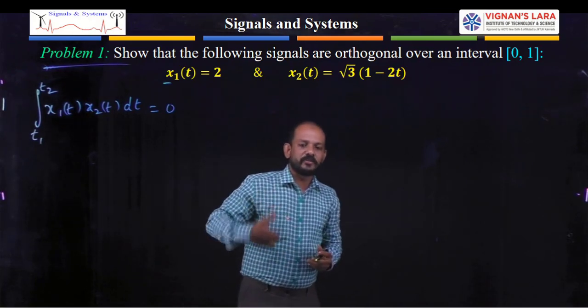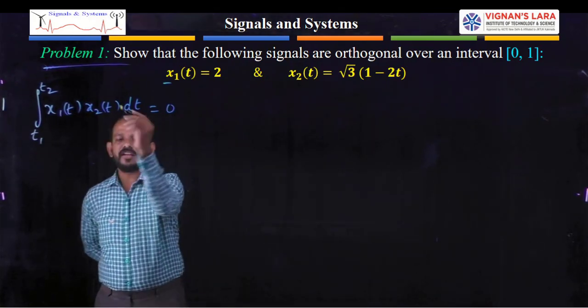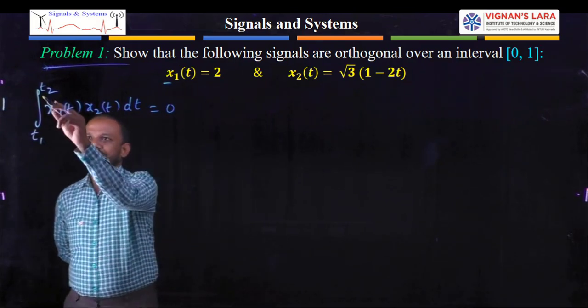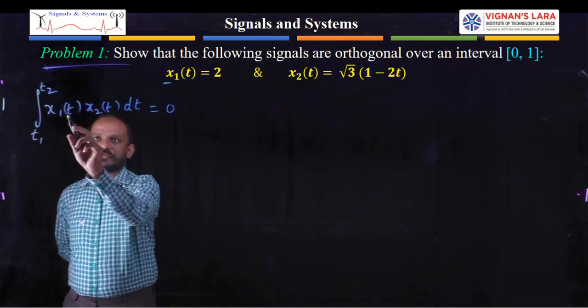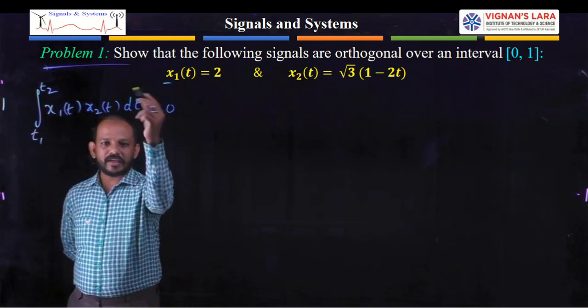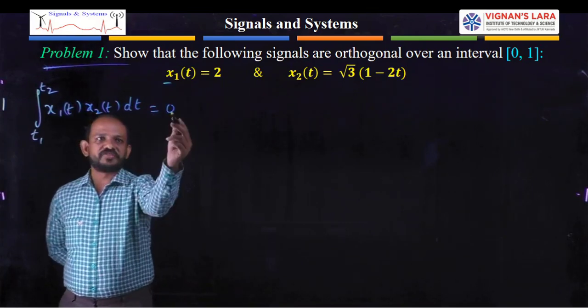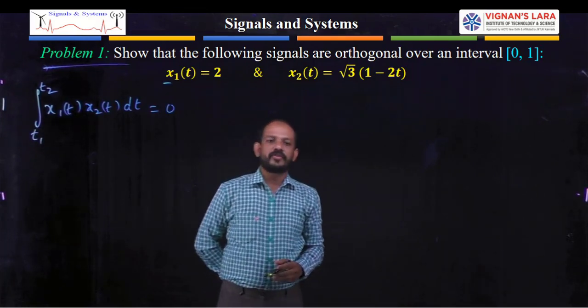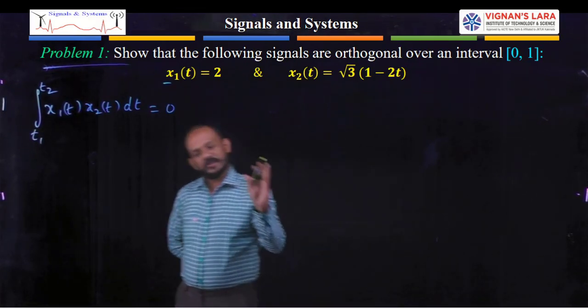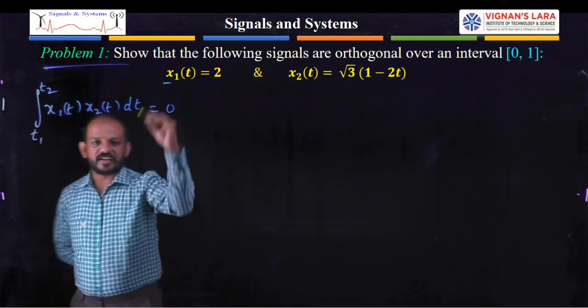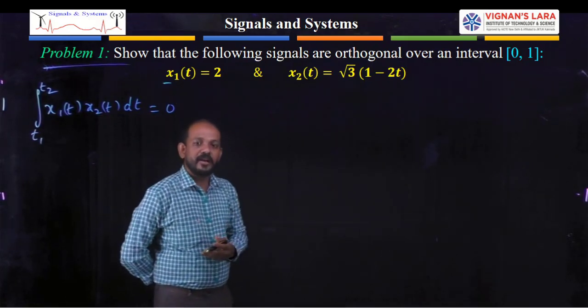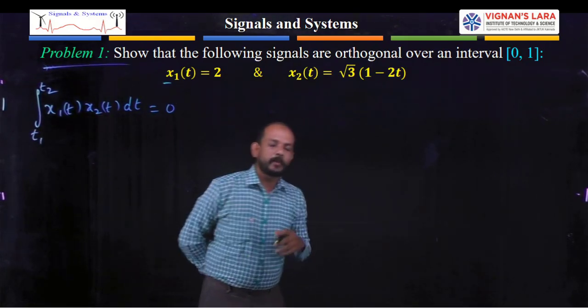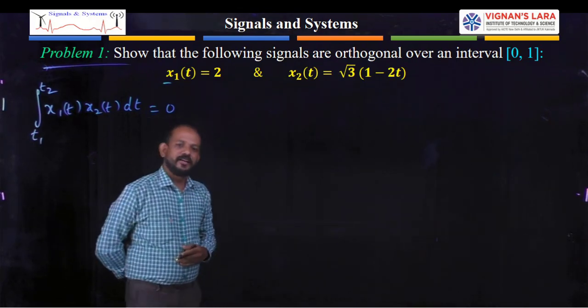Here the two signals I had taken are x1 of t and x2 of t. So if the integral of the product of x1 of t and x2 of t over the interval t1 to t2 is 0, then I can say the two signals x1 of t and x2 of t are orthogonal to each other. So this is the condition. I proved this already in the previous class. Now I will do some problems on this condition.